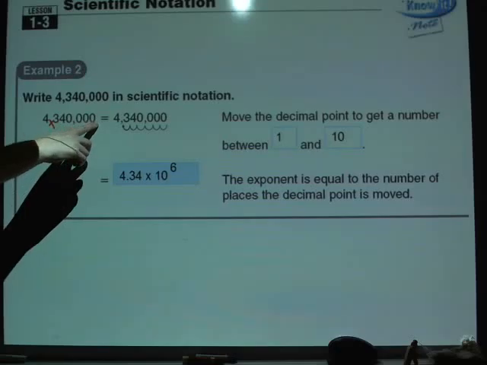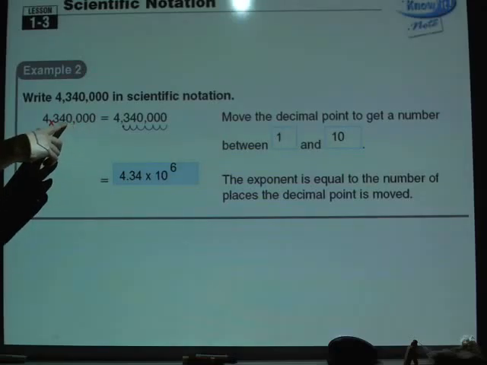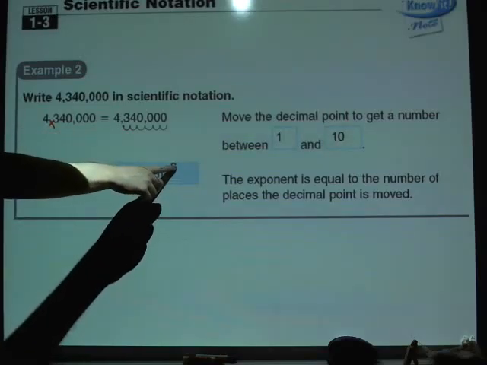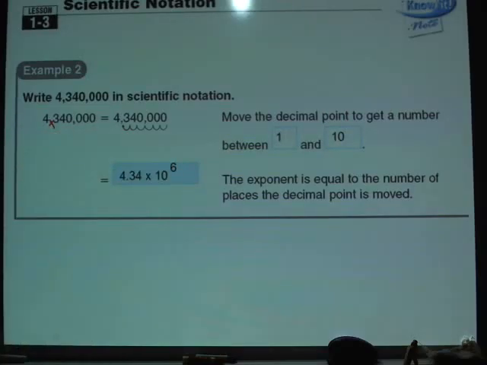So to move the decimal there, I moved 1, 2, 3, 4, 5, 6 jumps to the left. And hence, the exponent that matches the base 10 is a 6. And that's always how that generates.